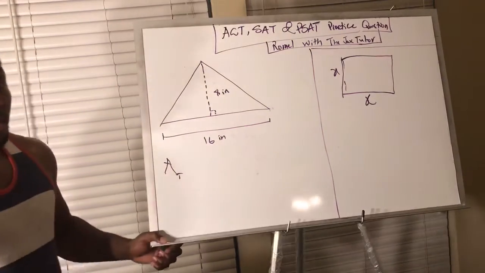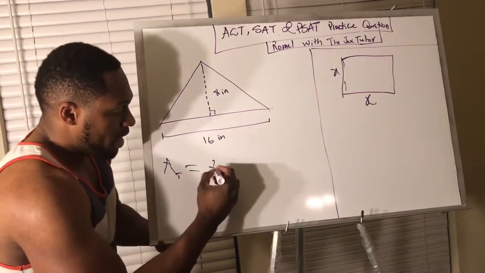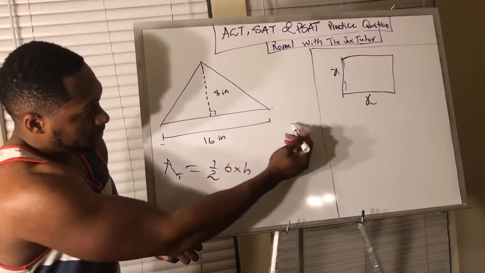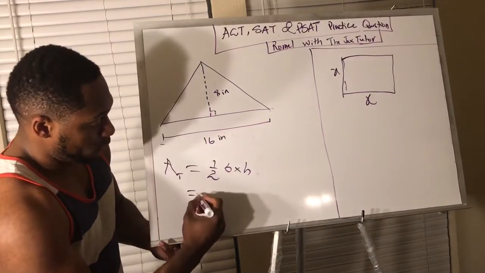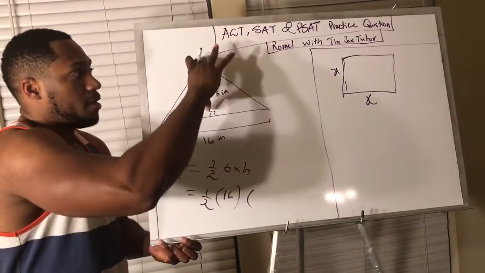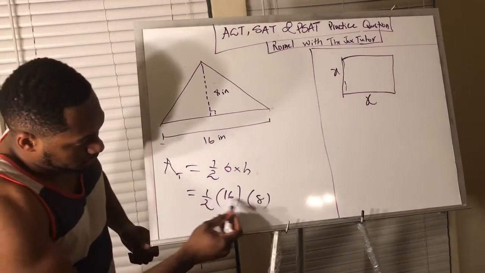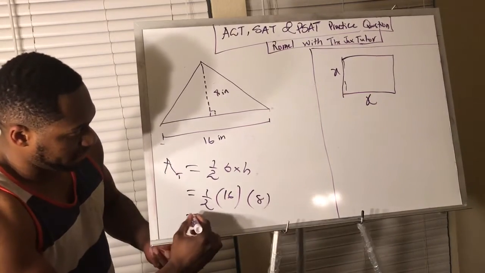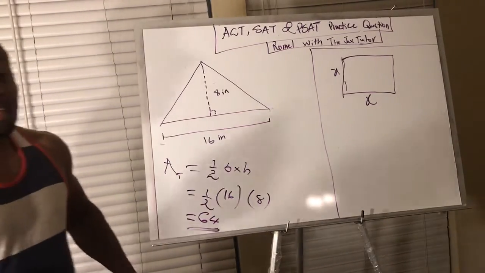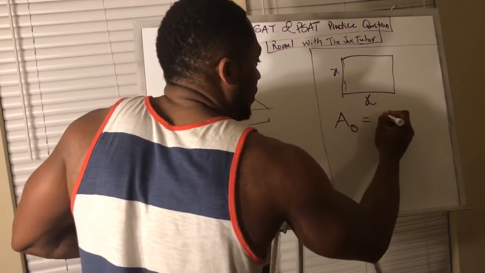The area of the triangle, T, is equal to, what is the formula for the area of a triangle? It's 1/2 base times height. What's the base here? The base is this here, 16. So we have 1/2 times 16, and the height is 8 inches tall. 16 divided by 2 is 8. 8 times 8 is 64. So the area here is 64, which means the area of the square is equal to 64.